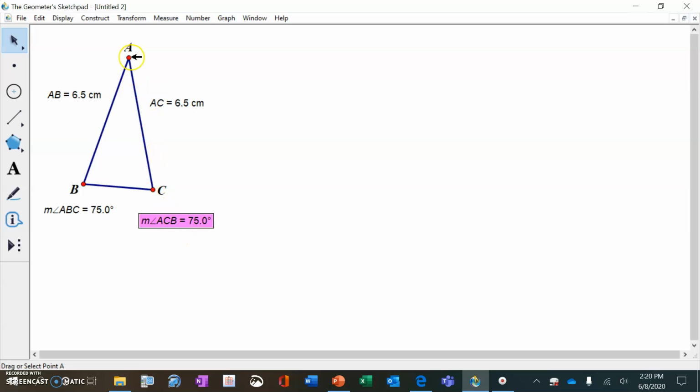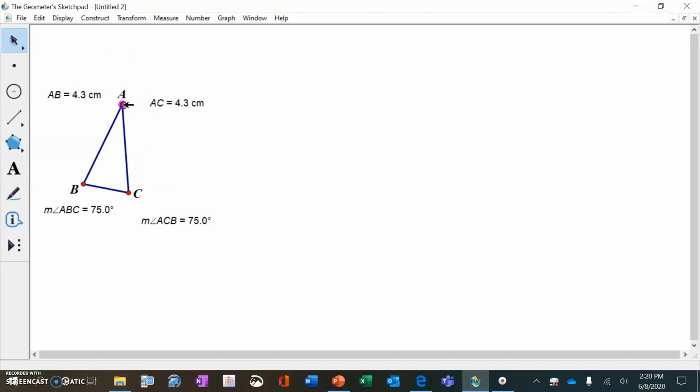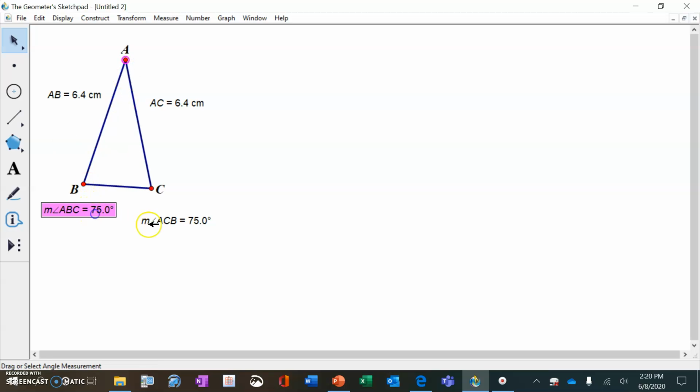Now, I made this angle up here 30 degrees, so I can't change that, but I can move it so that the sides become different lengths. So see how the sides are becoming different lengths, and yet the base angles remain the same. So if I have an isosceles triangle, then the base angles are equal. Now, I wonder if the converse is true.